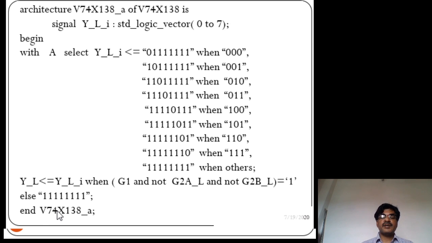So this is about the decoder, its pin diagram, the IC's pin diagram and internal logic diagram, and the VHDL program for the 3 to 8 decoder. In the next class you will see the encoder.